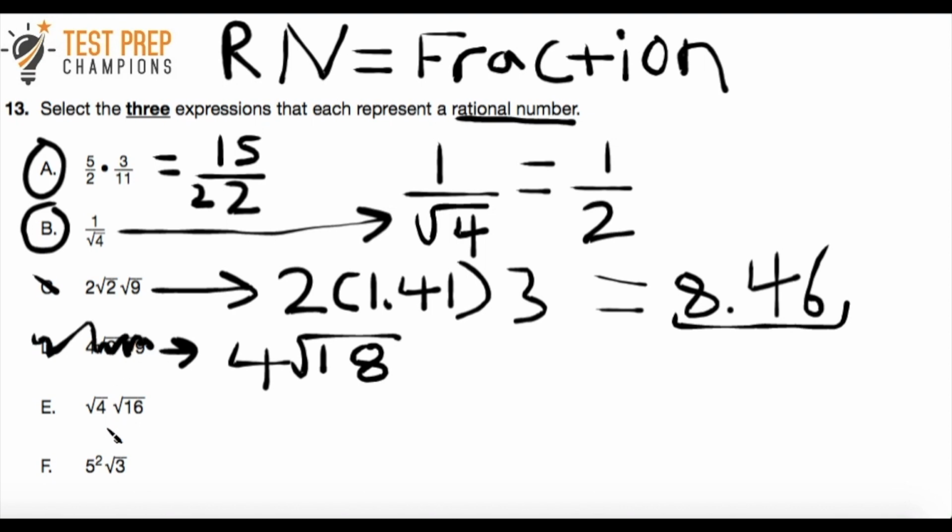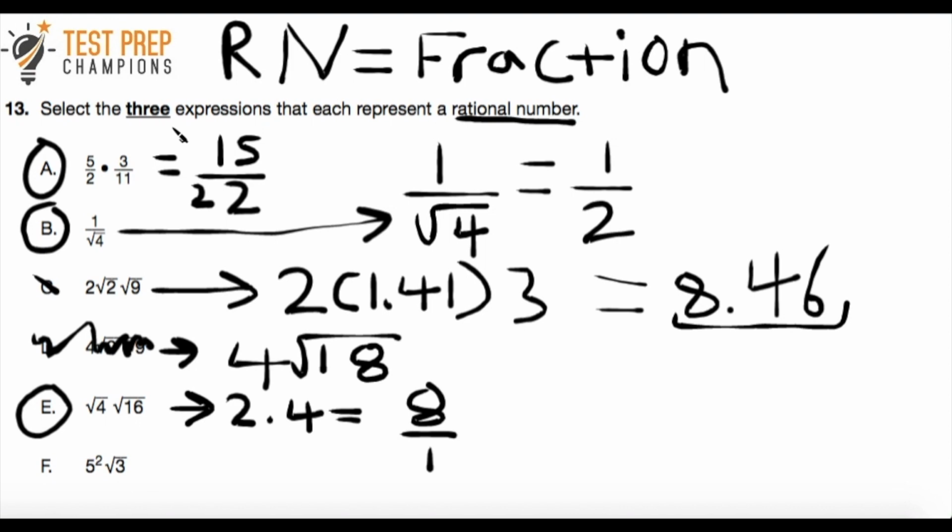So what about E? Right off the bat, we know that this is going to be a rational number. Why? Because I already showed you that the square root of 4 is equal to 2, and the square root of 16 is equal to 4. So this really becomes 2 times 4, which equals 8. That is a rational number because any number is always thought of as divided by 1. We don't usually write it that way, but that's how it is. So E is also correct.